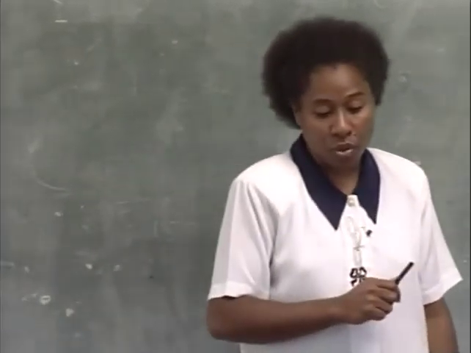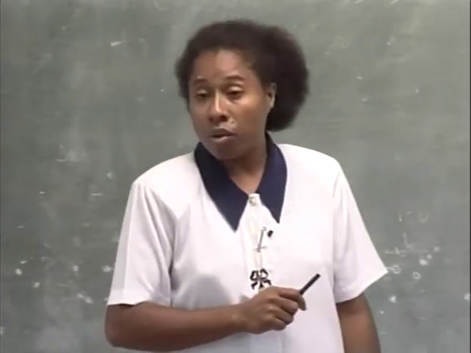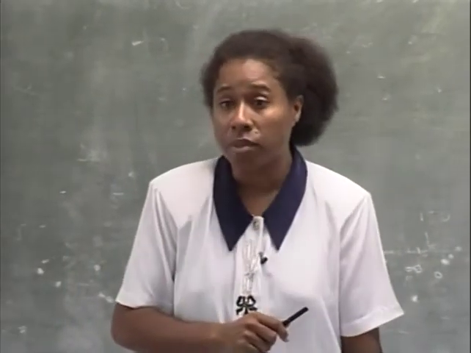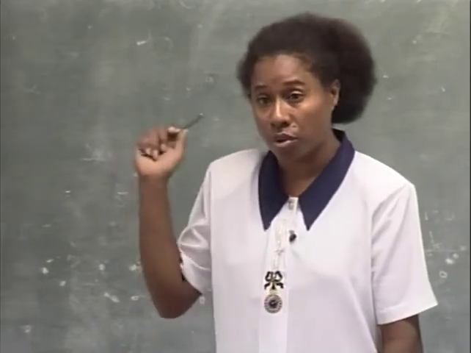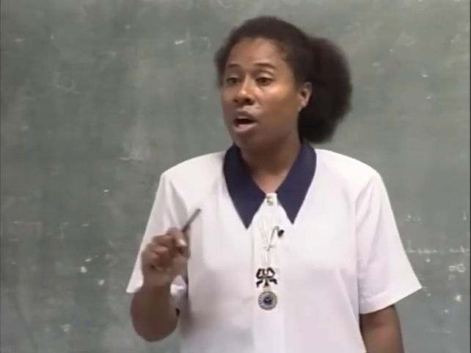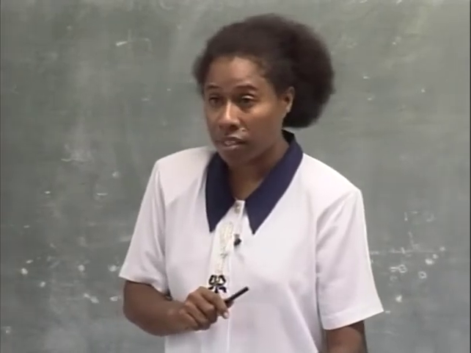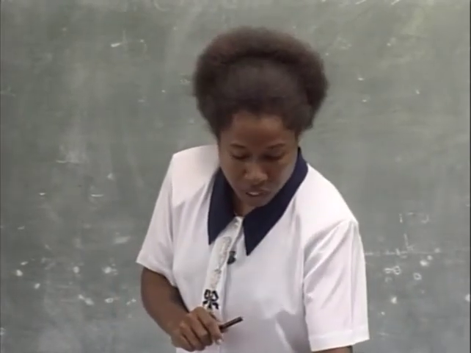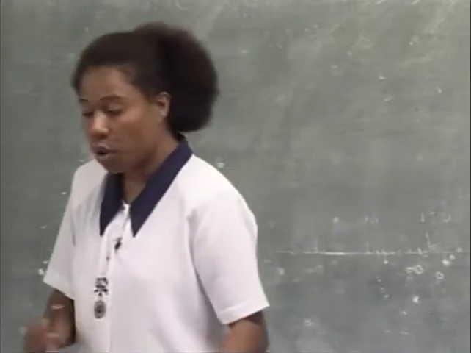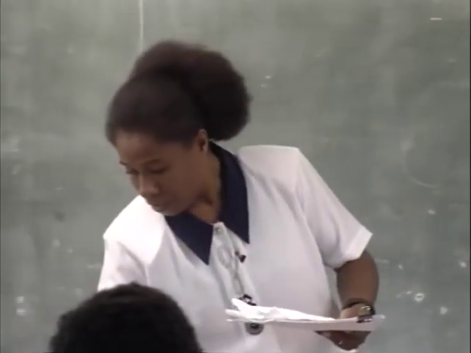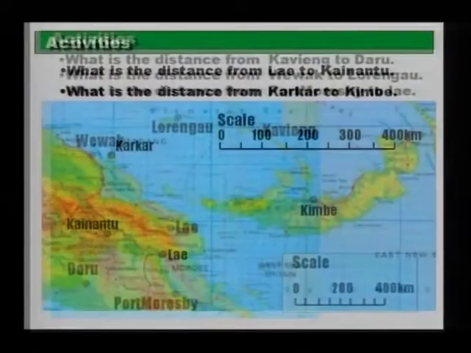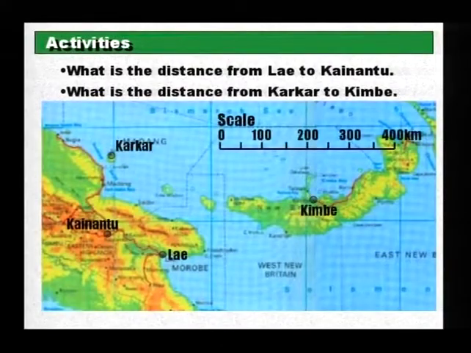We are going to look at the remainder of those activities you were supposed to complete for your homework, and I'll get a couple of student volunteers to come up and do their calculation and working out on the board, and you'll have to explain to the class how you got your answer. All our answers would be given in kilometers. The other activities you were supposed to have completed for your homework were calculating the distance from Kavieng to Daru, from Wewak to Loringau, from Port Moresby to Leh, and the distance from Karkar to Kimbe.